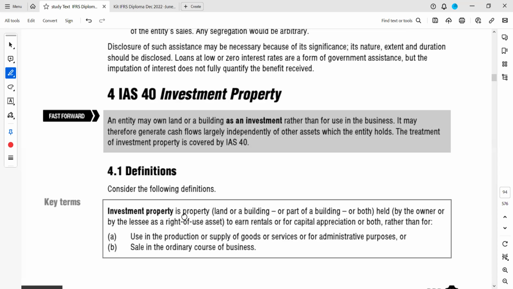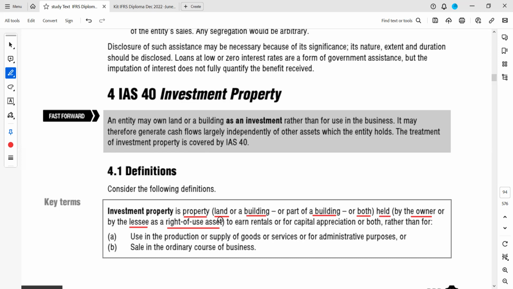Investment property is any property which is land or building or part of a building, or both land and building, which is either held by the owner or by the lessee as a right to use asset. So it might be your own property, or it might be a property that you have leased and someone has given you a right to use asset. So that might be an investment property as well.